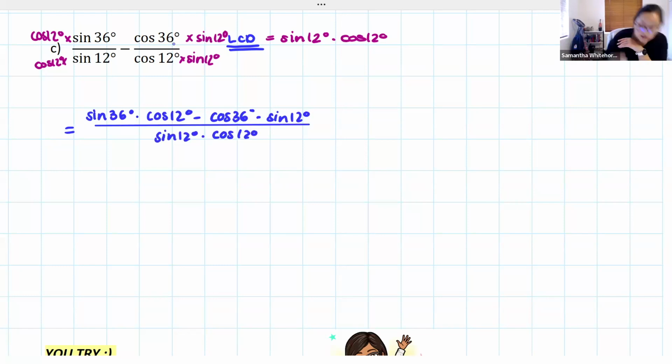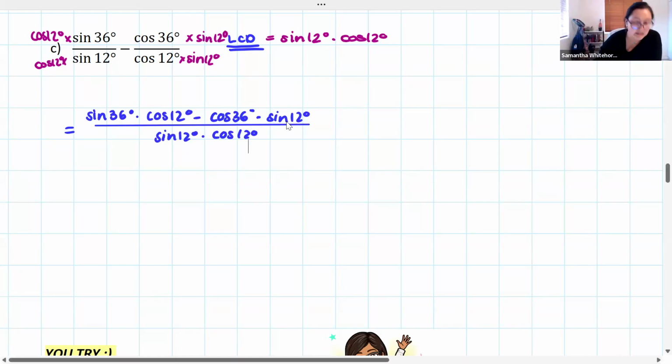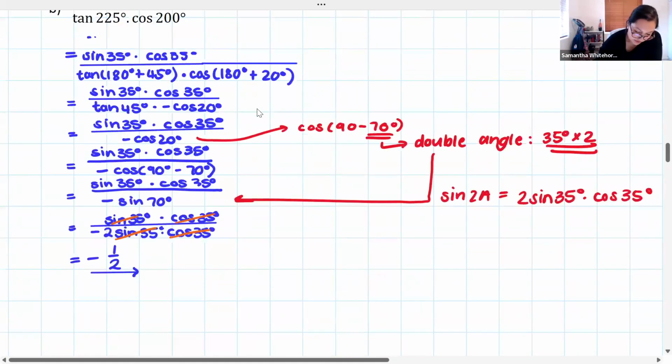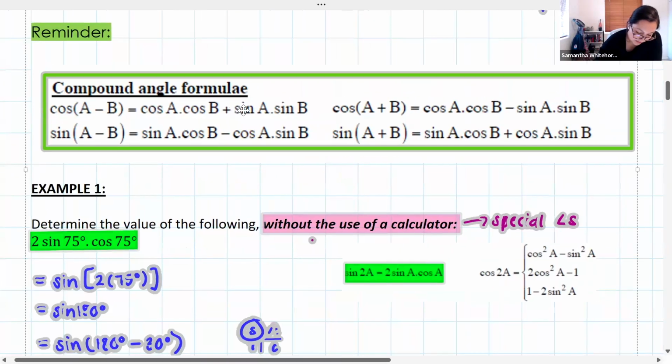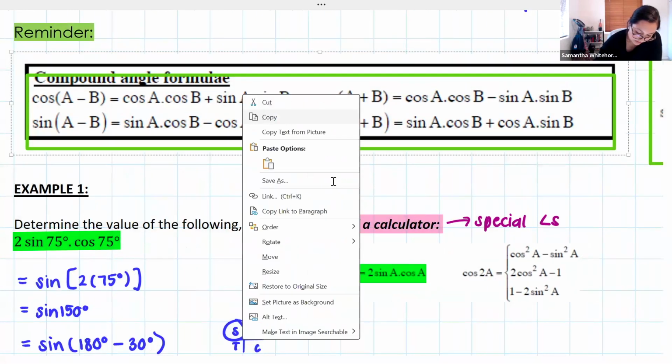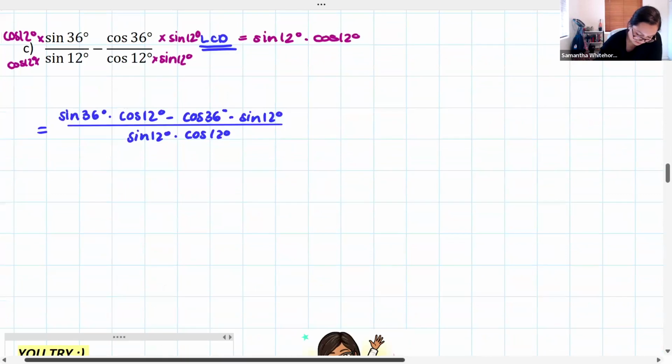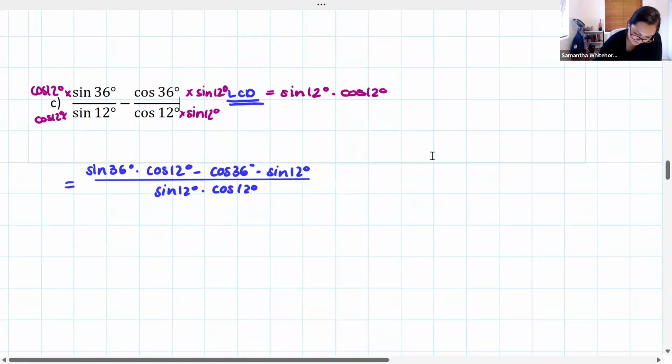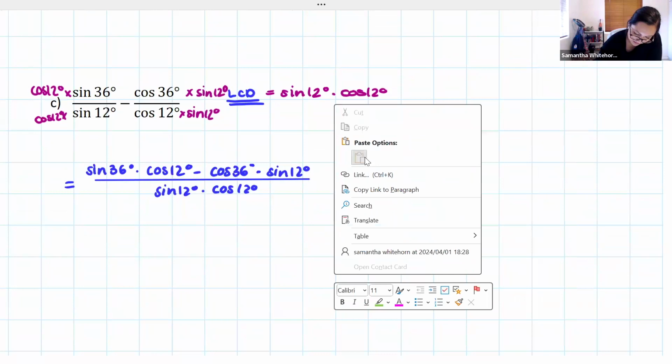And what you should now have is an alarm bell going off about this numerator. This looks very familiar. It's a sine cos minus cos sine. So if we just jump back up to here, it's a compound angle. Okay, we go and put it next to here so that we can compare. Okay, let's try that again.